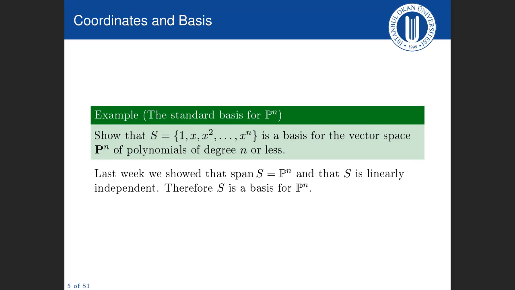Now, we've done the work for this already. Last week, we showed that this set spans Pn. In other words, the span of S is equal to Pn. And last week, we saw that S is linearly independent. So we proved the two things we need to prove. So straight away, we can say, therefore, S is a basis for Pn.